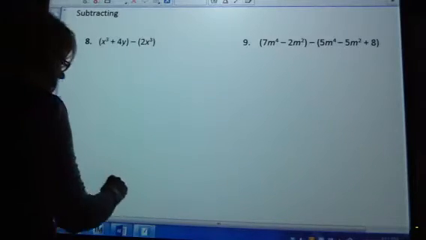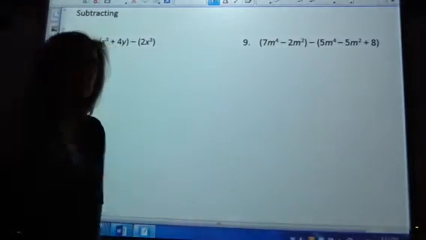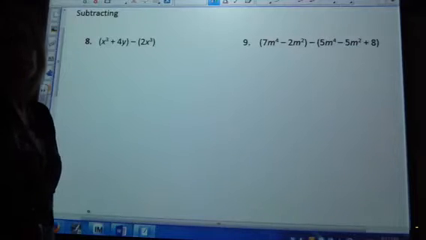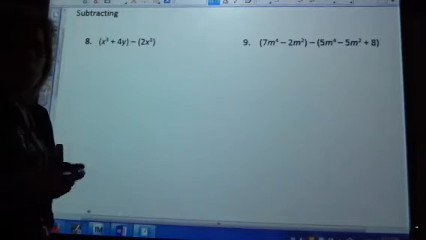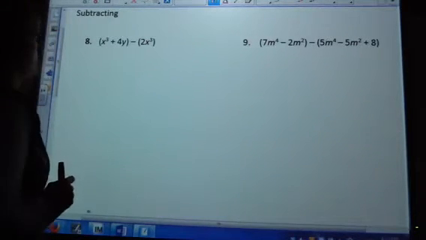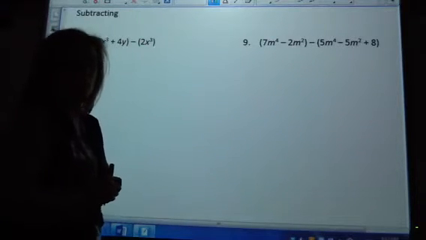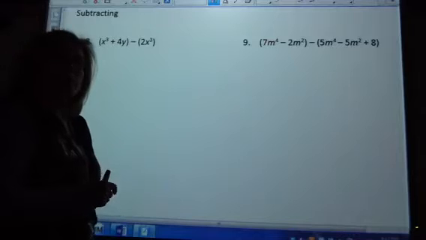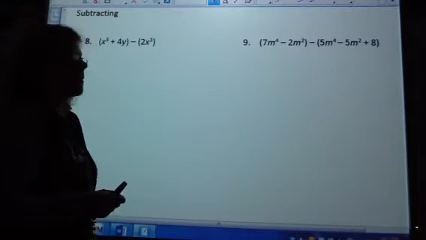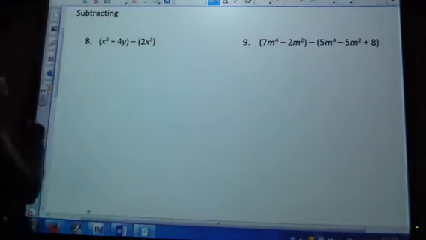Okay, what we're going to do today is Unit 6, Section 4, and this is the second part. This is subtracting polynomials. And just a quick review, when you're adding and subtracting polynomials, you need to have like terms. And in order to have like terms, you need to have the same base raised to the same exponent. So let's look at this first one here, number 8.